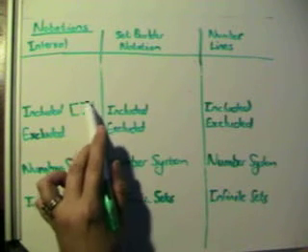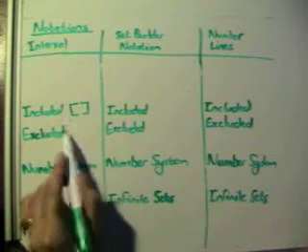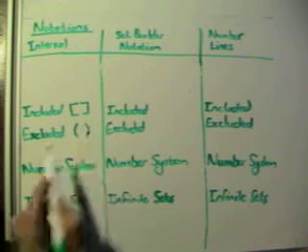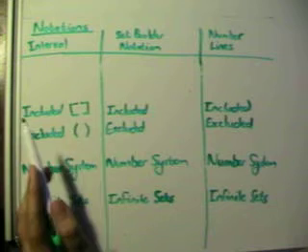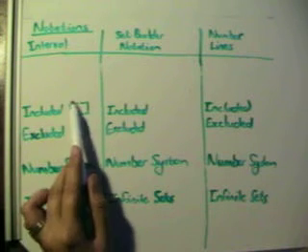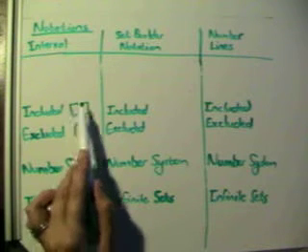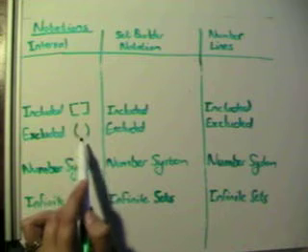If the second number is included, I make a block bracket. And if it's excluded, then I make round brackets. You can have a block and a round bracket, or a round and a block bracket, but the number that you include, you make a block bracket around that number, and the number you exclude, you make a round bracket.